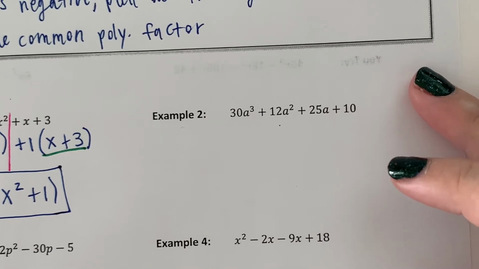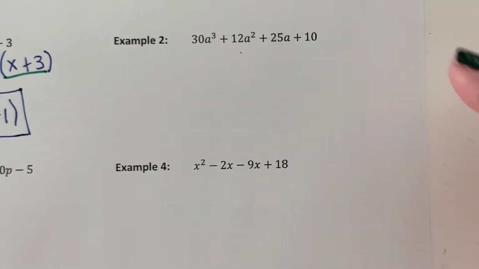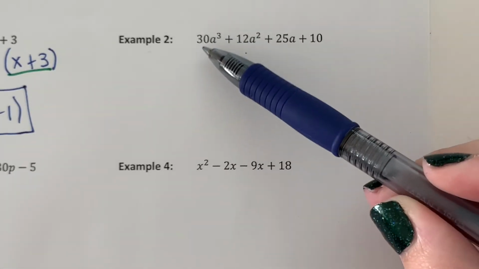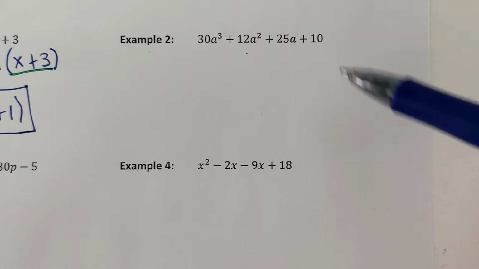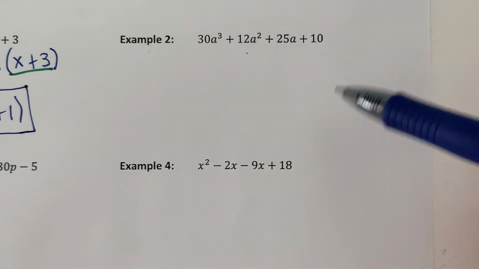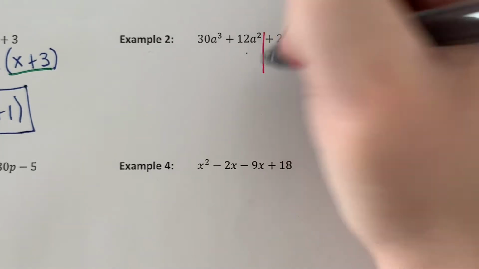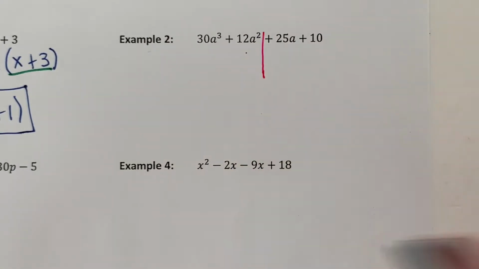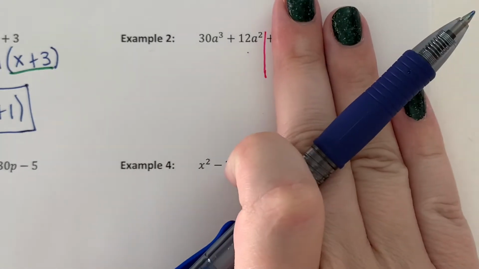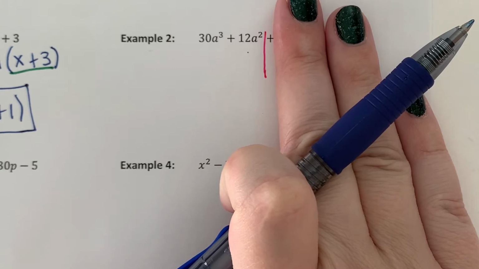So my first step, pull out a GCF from the overall polynomial if I can. And in this case, there's no number that I could pull out of 30, 12, 25, and 10. And I also can't pull out a variable. So on to step 2, where I'm going to split my polynomial into 2 halves, first half and second half. I'm just going to look at the first half. And what is my GCF that I could pull out?